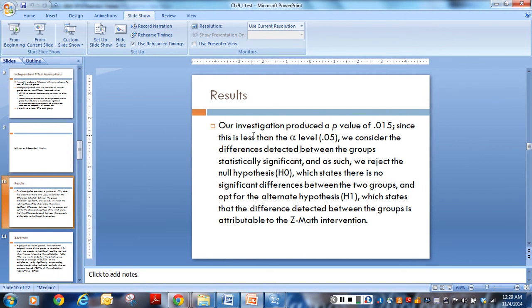Our result says our investigation produced a p-value of 0.015. Since this is less than the alpha level of 0.05, we consider the differences detected between the groups statistically significant, and as such, we reject the null hypothesis, which states there are no significant differences between the groups, and opt for the alternate hypothesis H1, which states that the difference detected between the groups is attributable to the ZMath intervention.